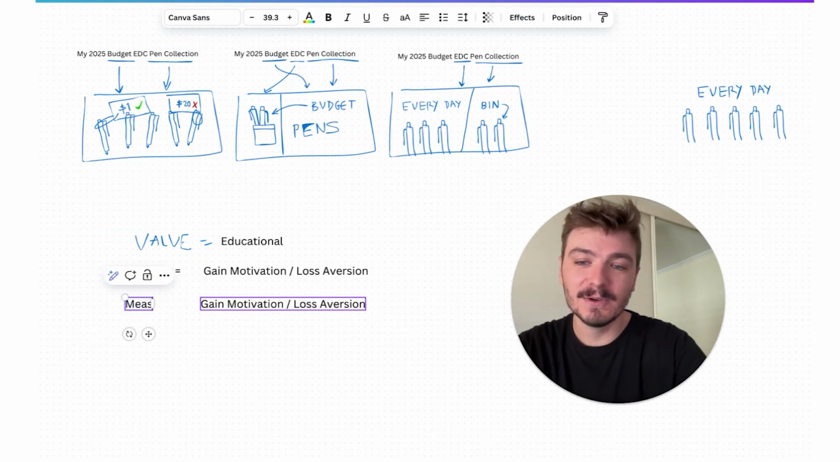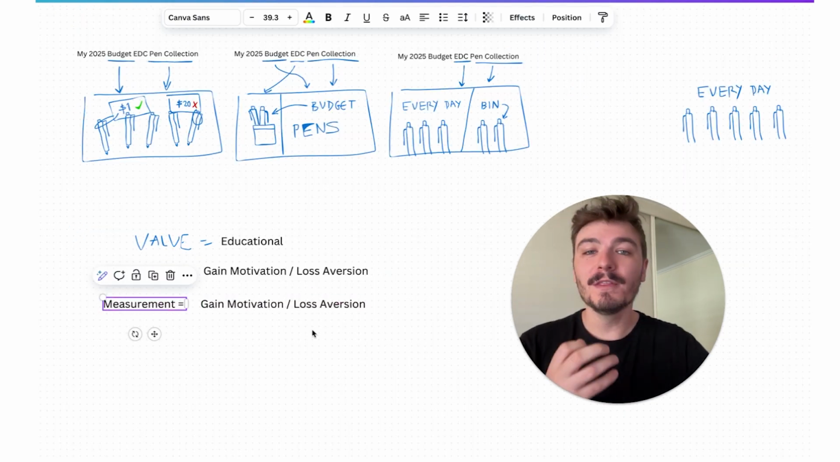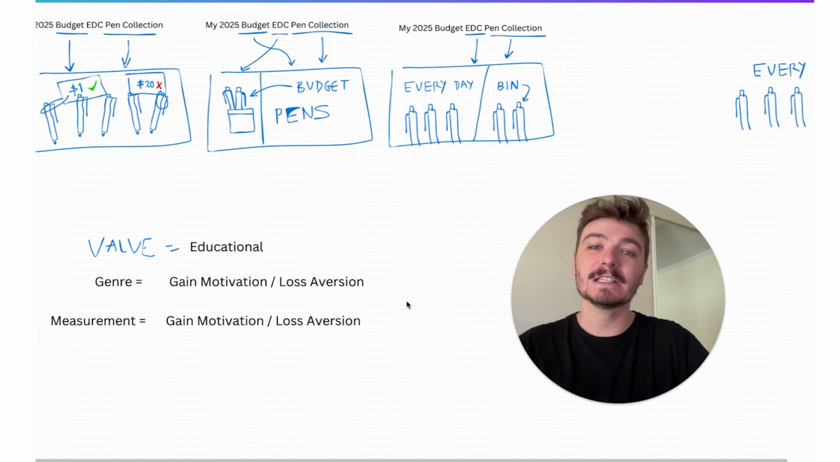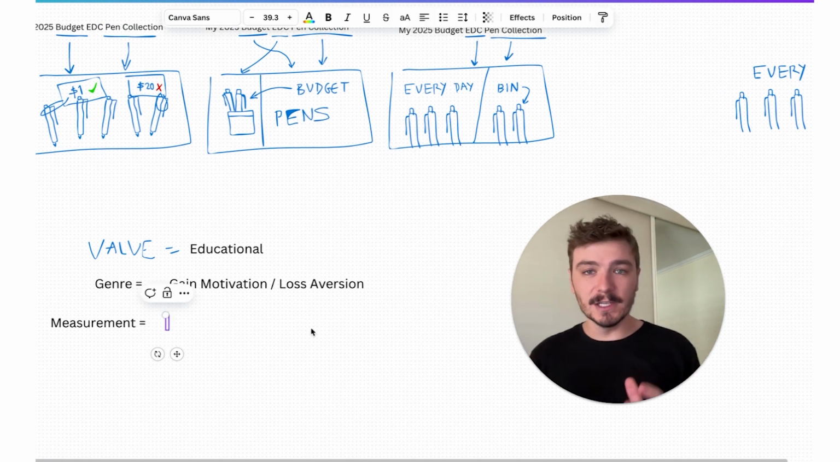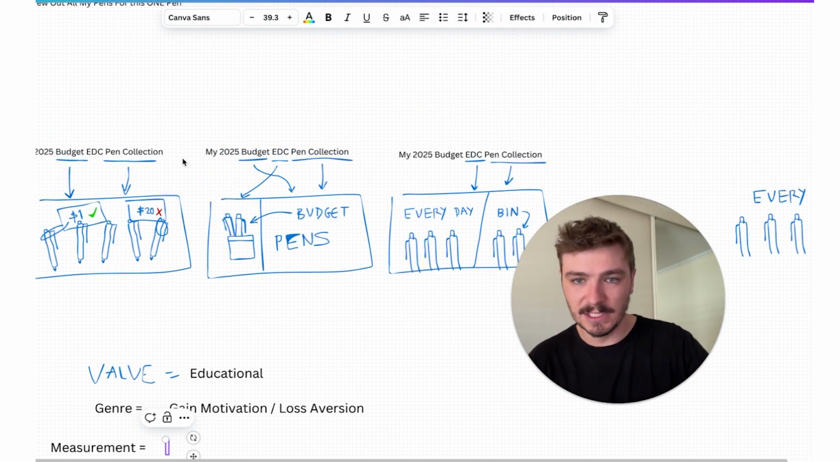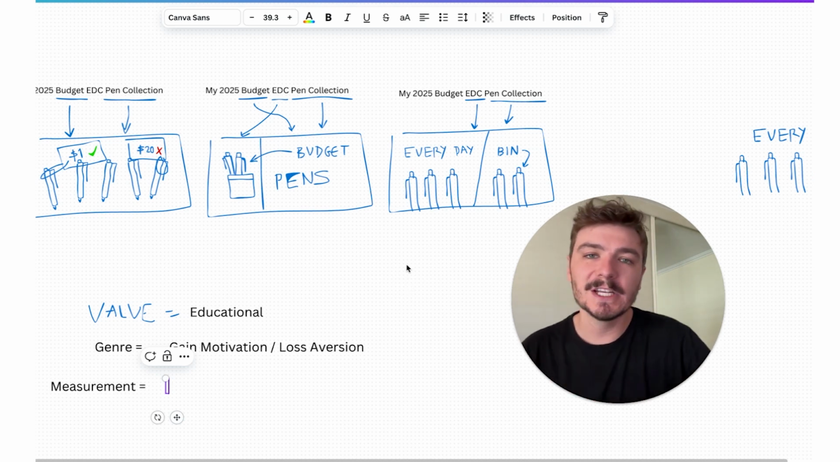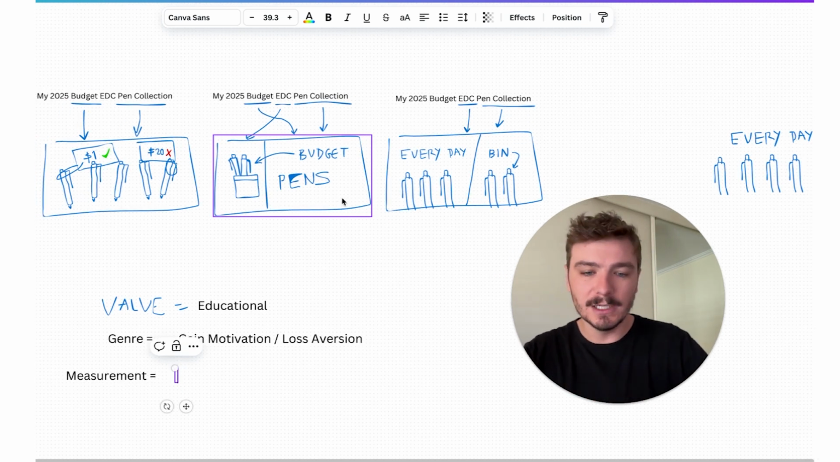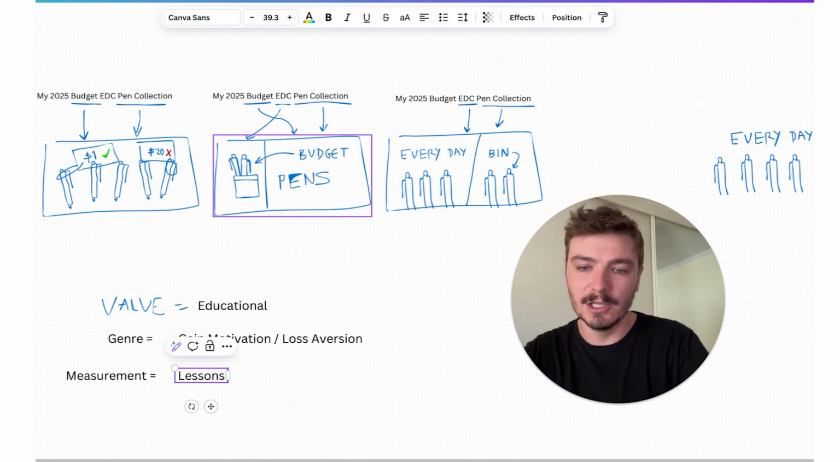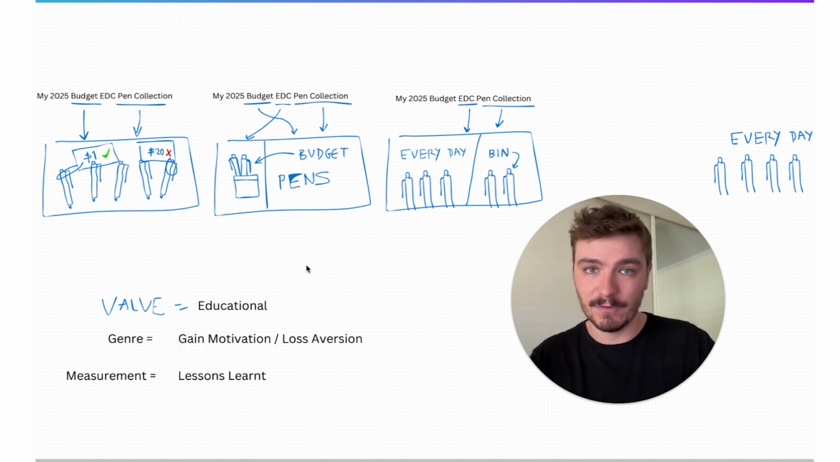The next thing here to understand is the measurement. How are they measuring if this video has provided the value? So they've clicked on it because it's an educational video. This here is an educational video. So they want to learn something. So what is the measurement? How are they measuring this? Well, it's going to be through lessons learned. How much are they learning from this video?